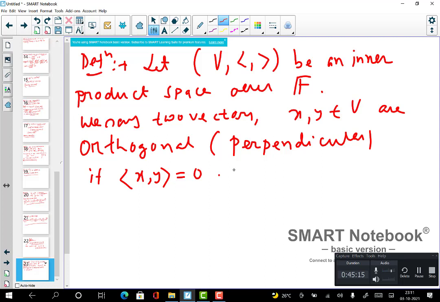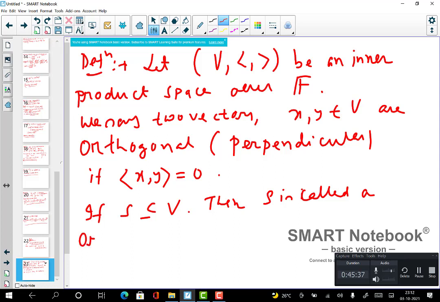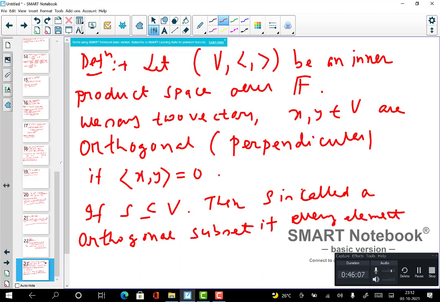And so this is one definition. And so if S is a subset of V, then S is called the orthogonal subset, if every element inside S is orthogonal. Every element means every pair, I should say, every pair of elements.